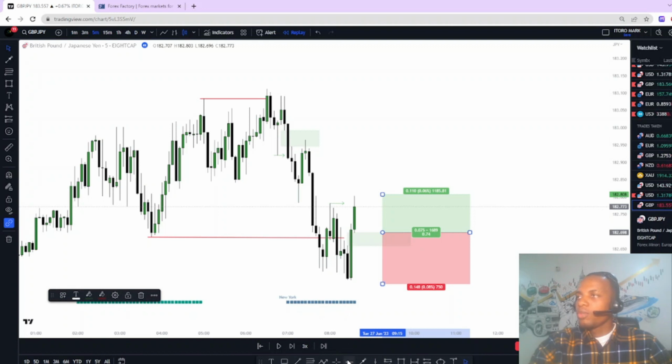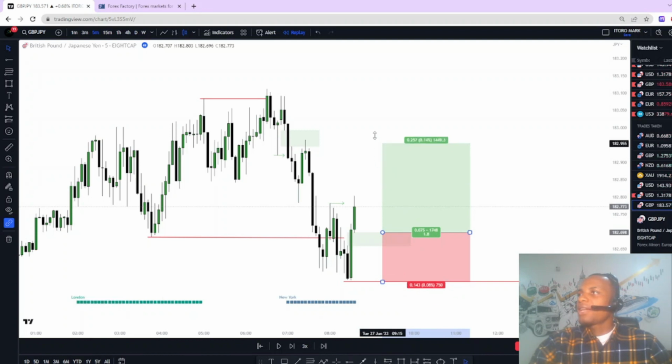My sell limit order was here, and then my stop loss was below this low here. My stop loss was below the first candle that formed the fair value gap here, right? It was below this low. That's where I kept my stop loss. And then where did I target? I target here, this high.